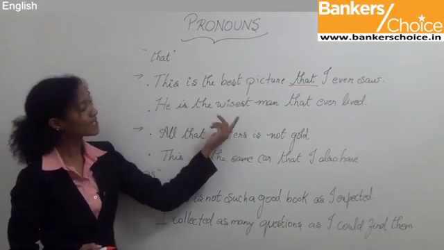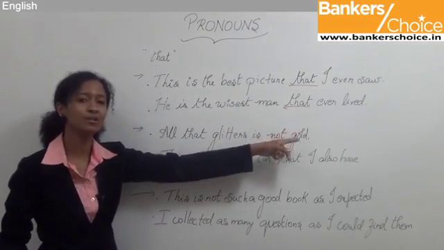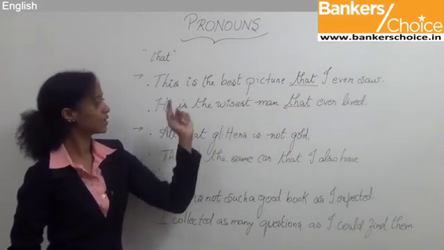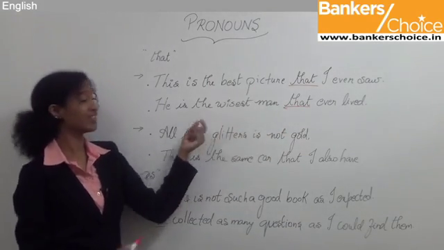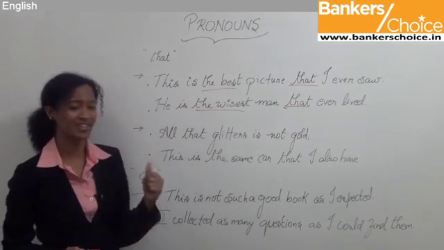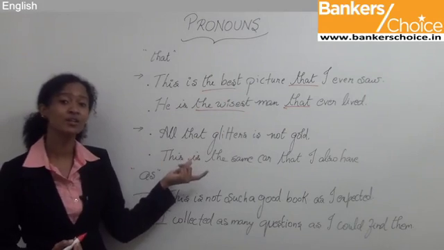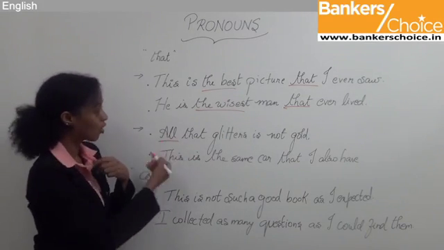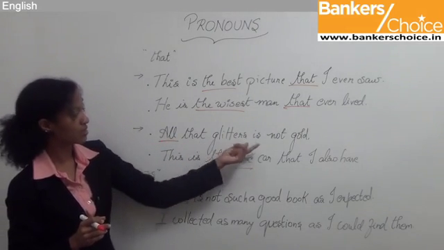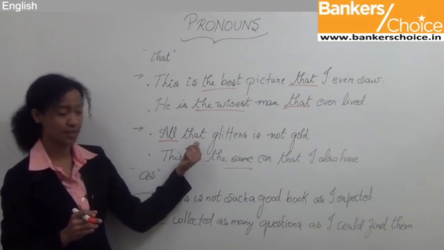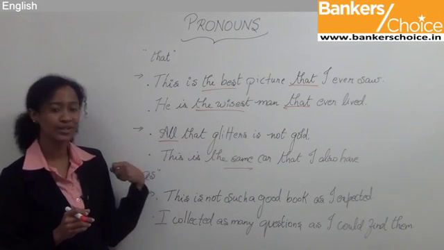Here, he is the wisest man that ever lived. Again here, that is replacing the word who: he is the wisest man who ever lived. So that is replacing who when the first clause is again in the superlative degree. Now that is also used when the first clause contains words like all and same. So, all that glitters is not gold. That is used because the first clause, all that glitters, contains the word all.